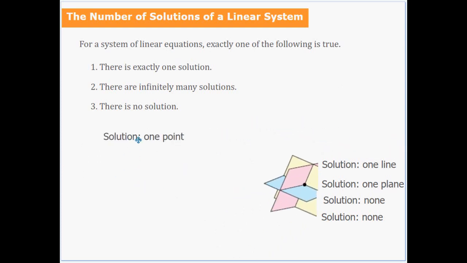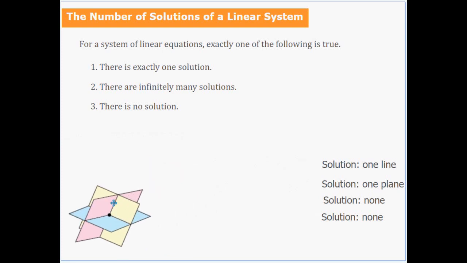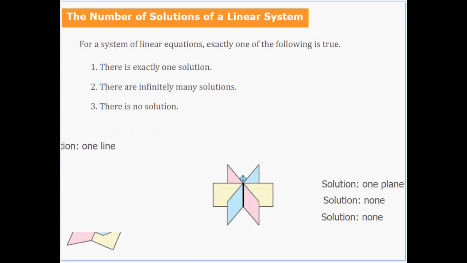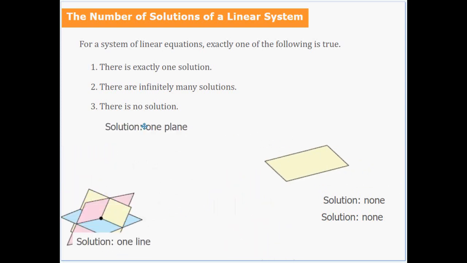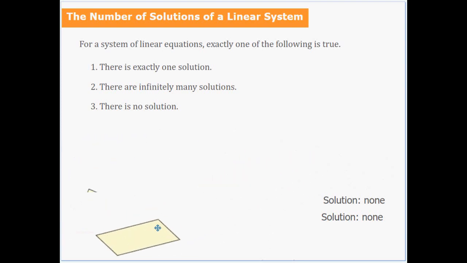So here we might have one solution that would be a single point. That is where these three planes intersect at that single point. It's also possible we might have the solutions being a line. There would be a bunch of points there. Maybe all three planes are actually the same plane, so that would be infinitely many solutions.